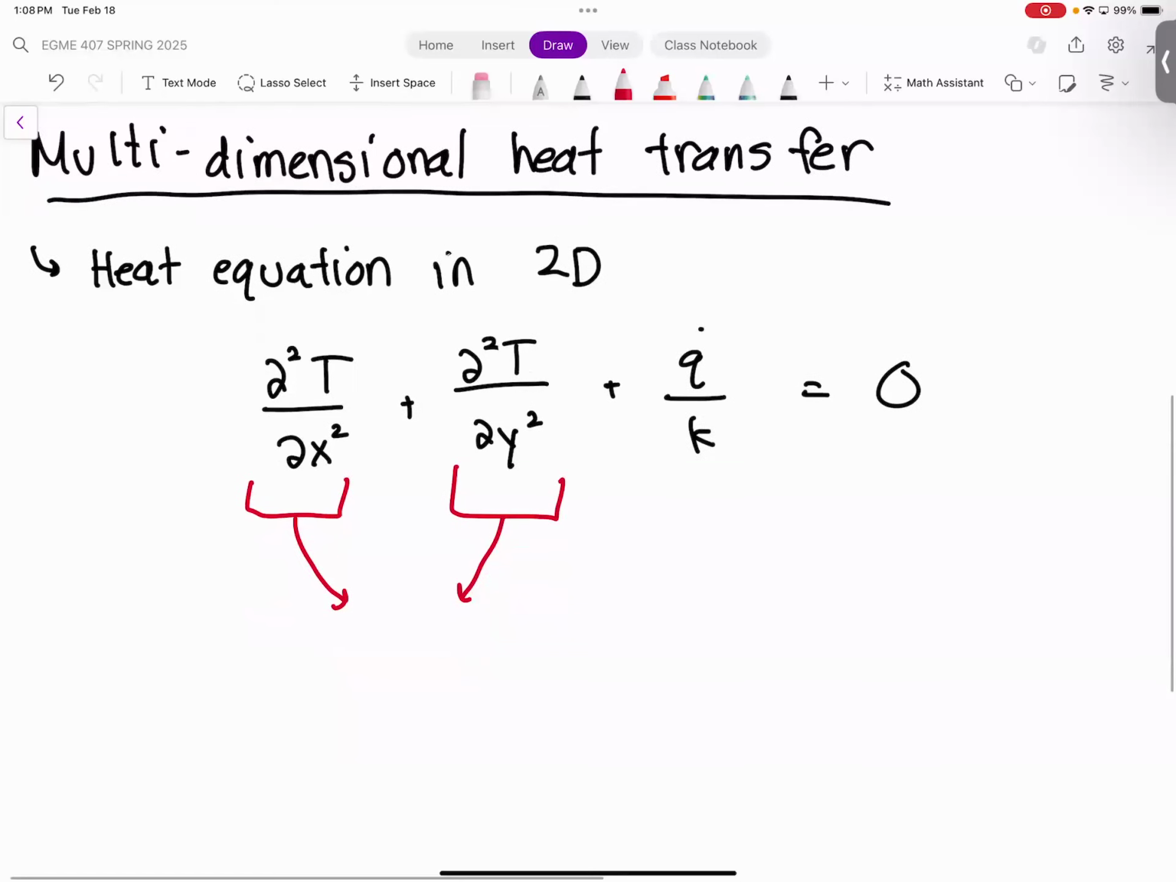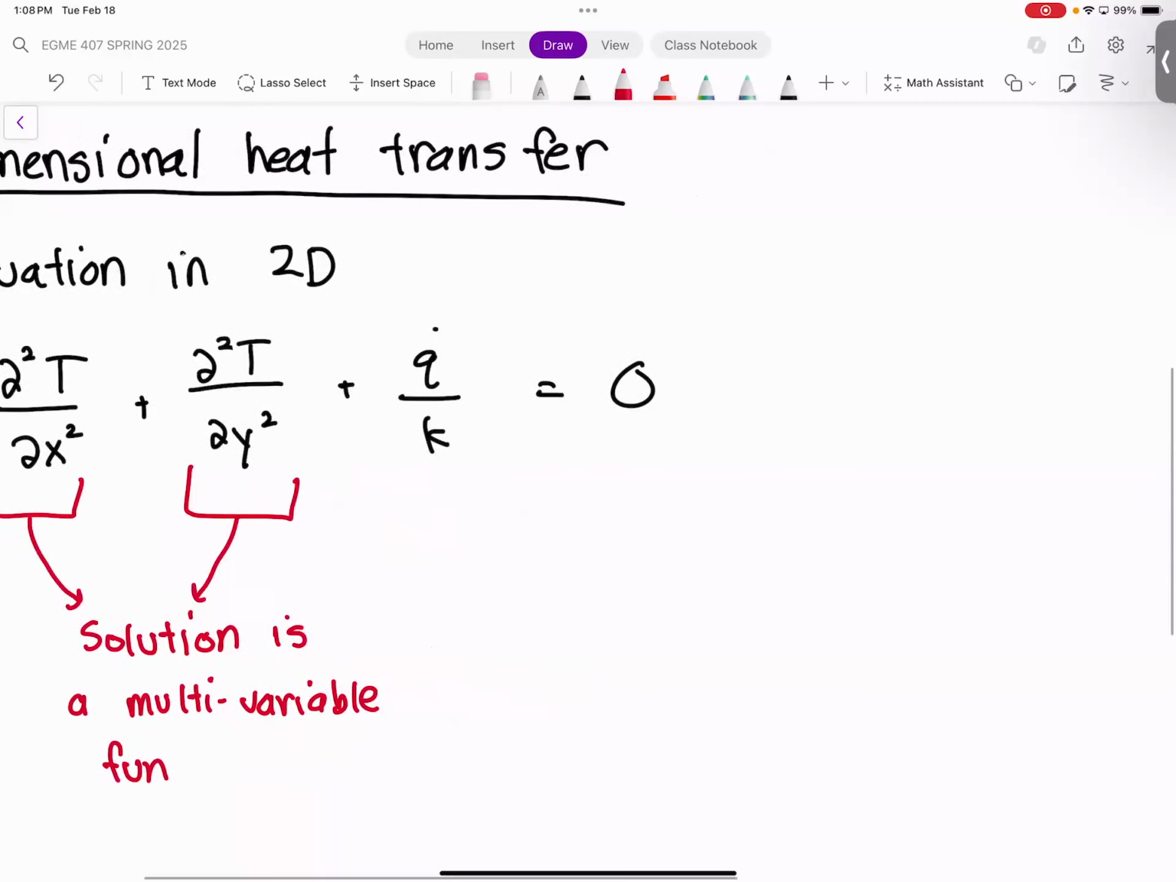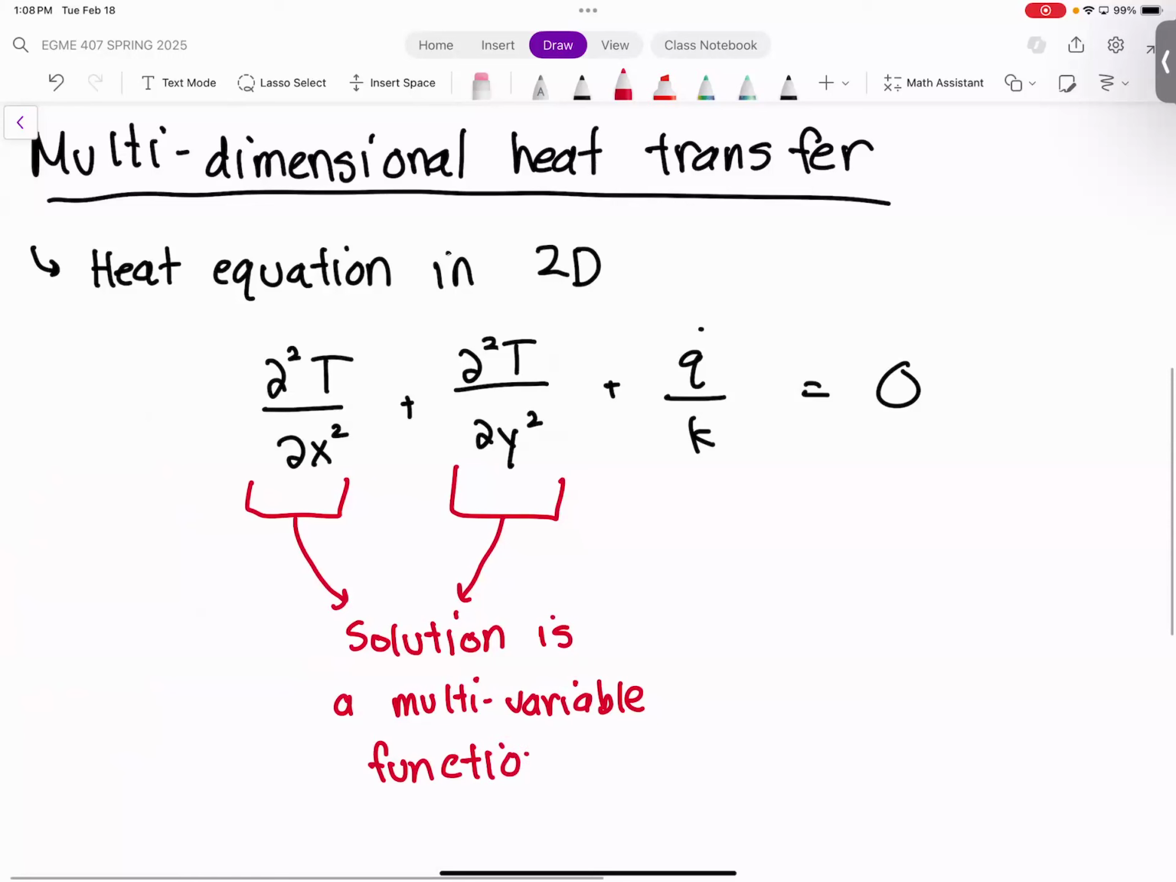And that means our solution is going to depend on both x and y. So in this case, it's T of x and y. If we truly wanted to solve these equations in two dimensions, we would solve this equation. But of course, we don't have the ability mathematically to solve a partial differential equation in general. So the best that we can do in multi-dimensional situations is to look at very specific scenarios.